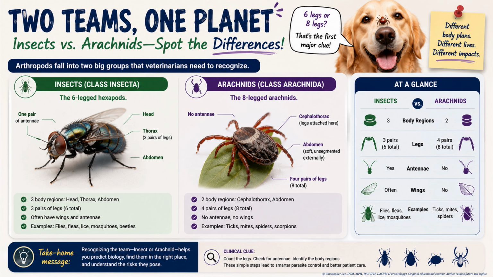So when you are trying to identify an arthropod, start with the basics. Count the legs when appropriate. Look for the antennae. Look for wings. Look at body regions. These simple clues help sort the organism before you ever get to species.